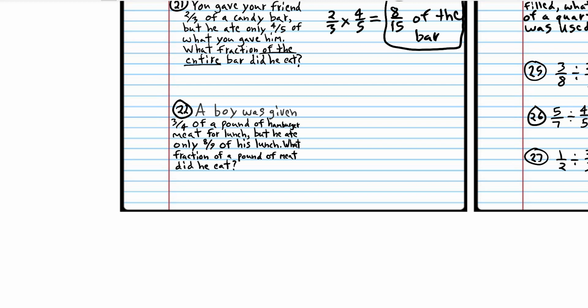Again, we're not looking for what fraction of his lunch he ate. That's not what we're looking for. We know that he ate 8/9 of his lunch, right? We're looking for what fraction of an entire pound did he eat. So if he was given 3/4 of a pound and he only ate 8/9 of the 3/4, then that'll give us the fraction of the entire pound that he actually ate. So 3/4 times 8/9.